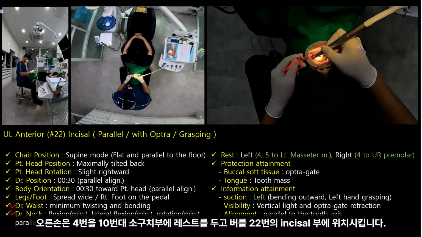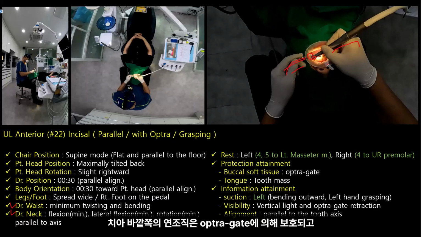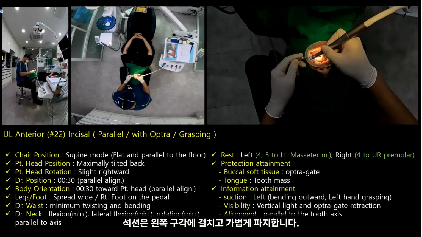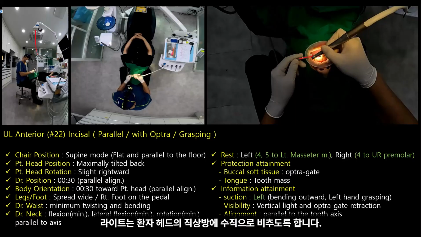With your right hand, place a rest on the premolar area of the number 10 section with your 4th finger and hold the burr. It's on number 22's incisor. The soft tissue on the outer aspect of the tooth is safeguarded by the opener gate, and the tongue is protected by the lingual hard tissue of the target tooth, number 22. The suction should be gently grasped and hooked onto the left corner of the patient's mouth. The light should always illuminate vertically downward, positioned directly above the patient's head.